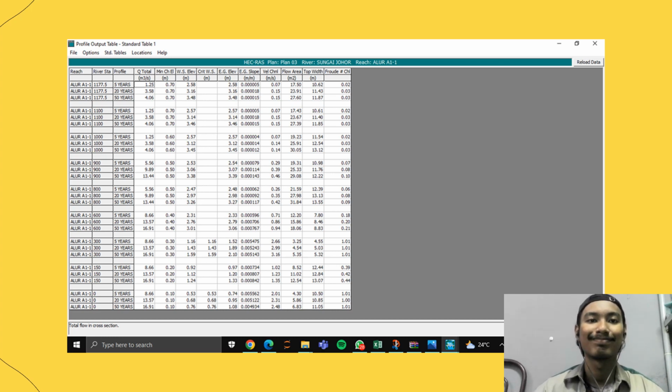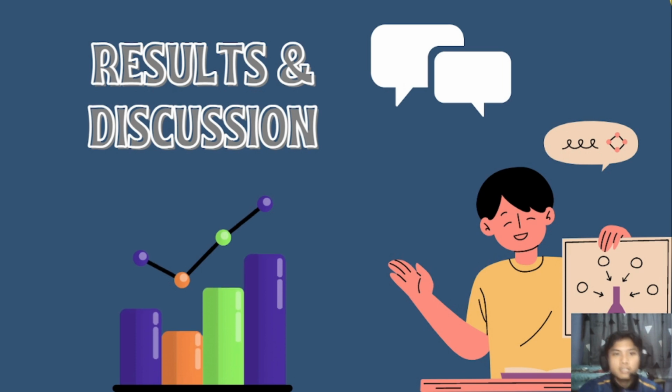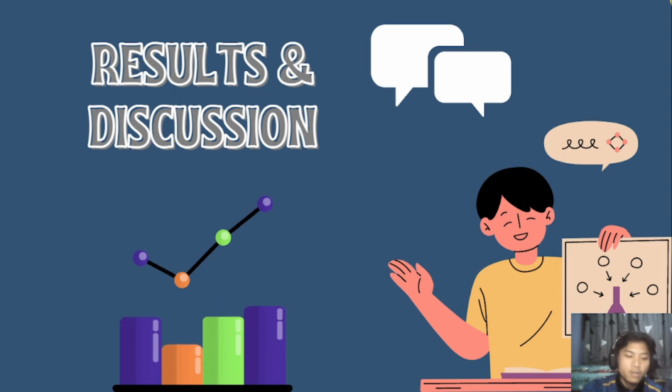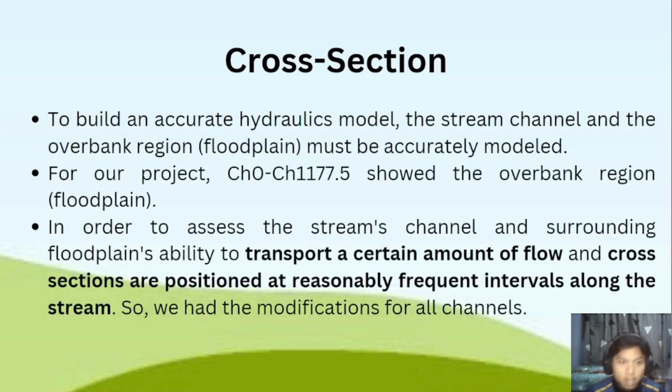Thank you. Hi, my name is Aidit Mustaqim. I will present the result and discussion of our HEC-RAS project. So, to build an accurate hydraulic model, the stream channel and the overbank region floodplain must be accurately modeled. To solve the problem of our project, the chainage 0 to chainage 1177.5 showed the overbank region, so we made a modification for all channels.